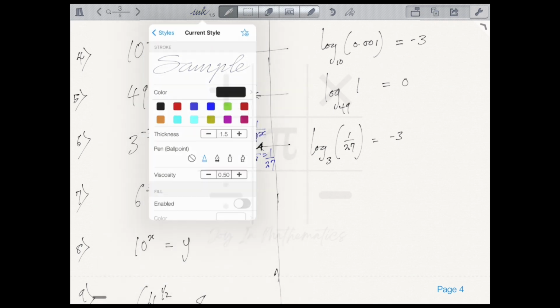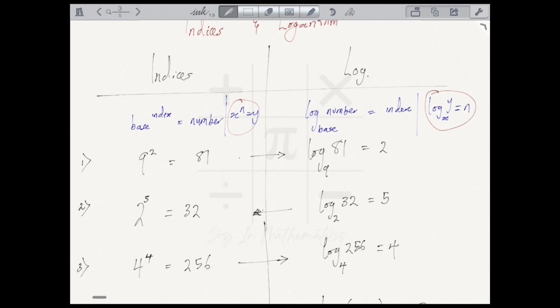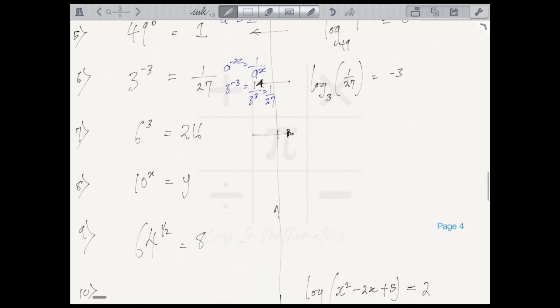Let's take a step further. And see, 6 raised to the power 3 is equals to 216. Now, we agree that 216 is the number, the 6 is the base, the 3 is the index. And remember, we are still following this principle that when we have base to the power of index is equals to number, we have log of the number to the base is equals to the index. So if we proceed further, then we have log of the number 216 to the base, which is 6, is equal to 3.